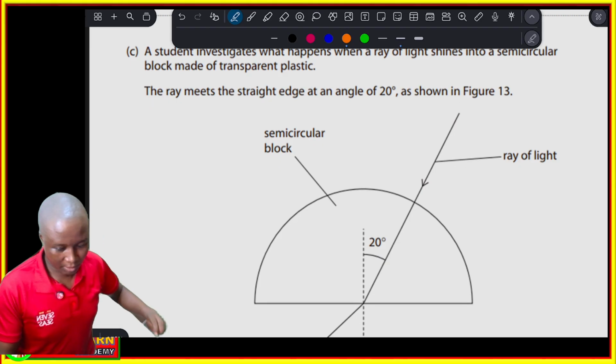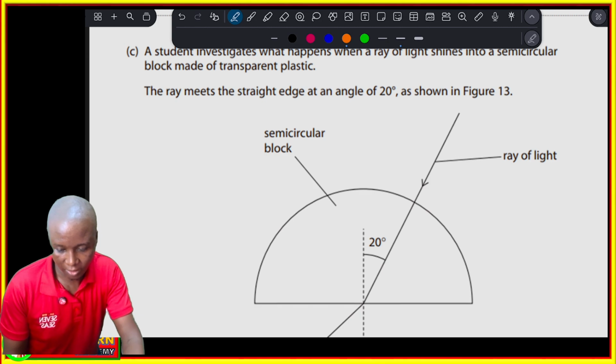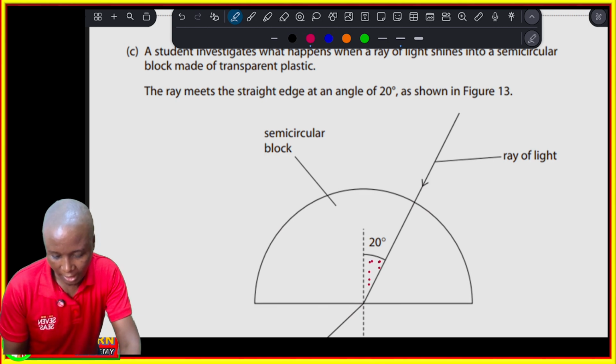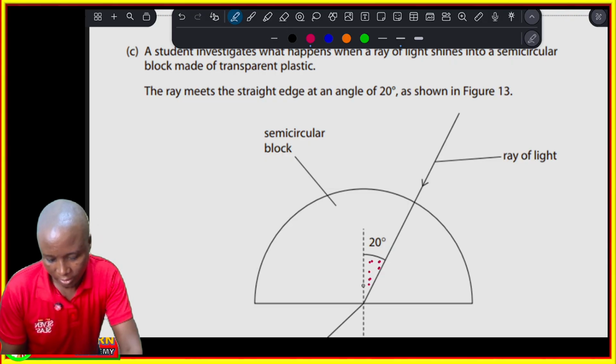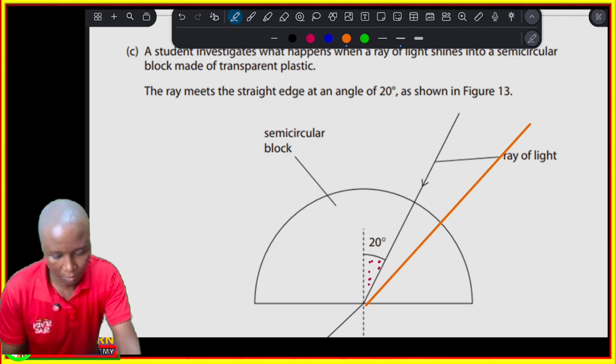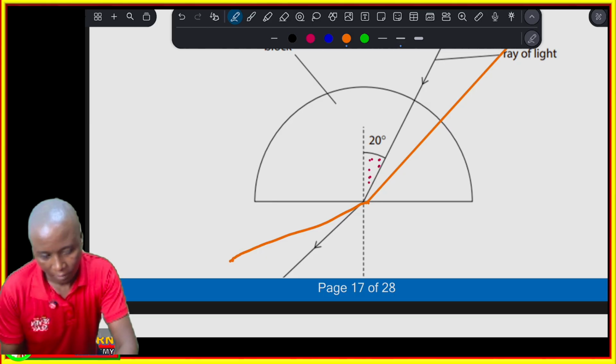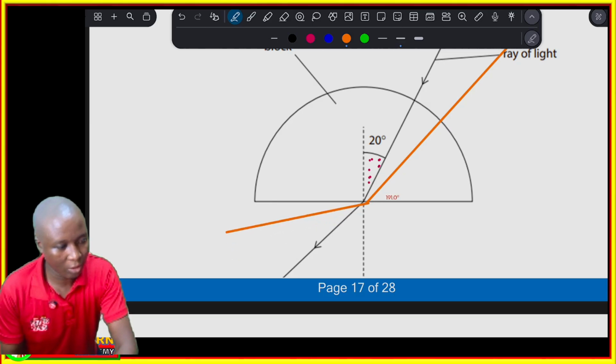So in this case, you can see there is a ray that we are having on this particular end here. Which means that as this angle increases, what I'm trying to say is that if we have this ray here, as you try to increase this angle, this refracted ray down here is going to be approaching the lens.